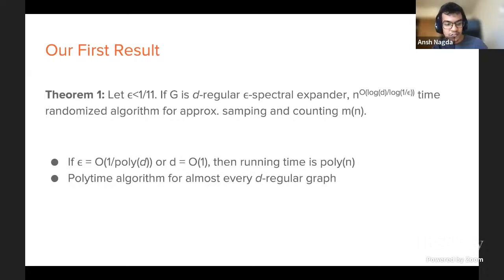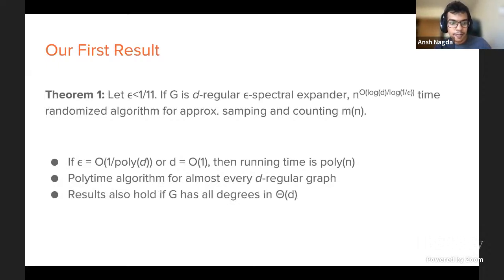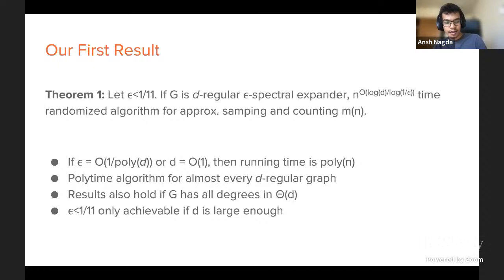In particular, using Friedman's theorem, we can prove that this gives a polynomial time algorithm for almost every D-regular graph. One thing to note is that these results should also hold if G has all of its degrees in Θ(D), as long as the spectral expansion is good enough. One caveat of this result is that we require epsilon, the spectral expansion, to be less than this constant. And this is only achievable if D is larger than some fixed constant. So in particular, this theorem doesn't say anything for 3-regular graphs.